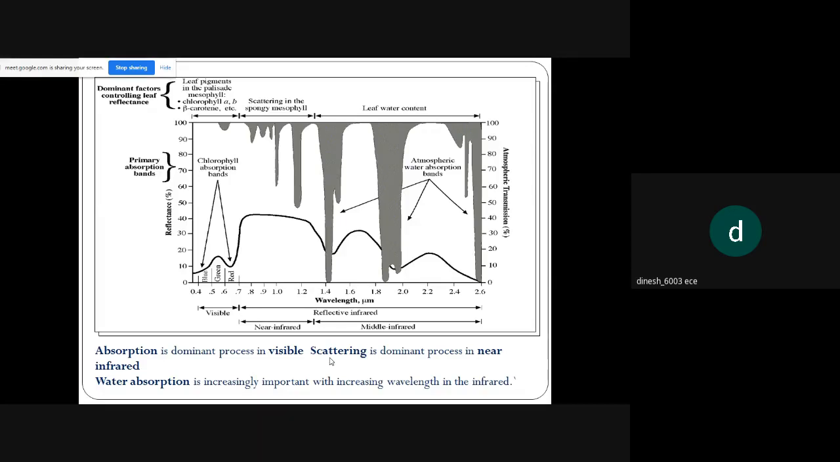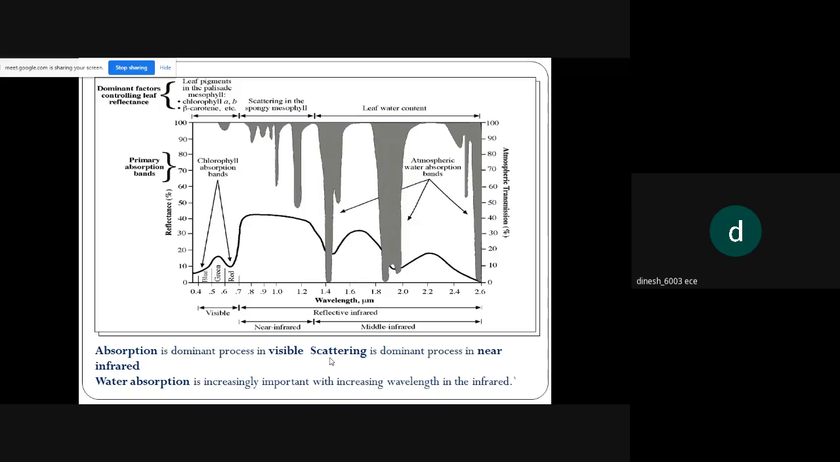Scattering is the dominant process in the near infrared. Water absorption always increases with increasing wavelength in the infrared regions, as you can see. The dominant factors controlling leaf structures are the leafy pigments in the palisade mesophyll, chlorophyll, and carotene. So that determines the leaf structures.